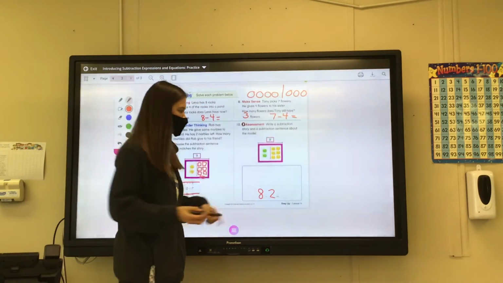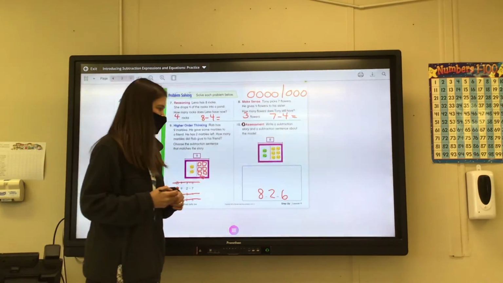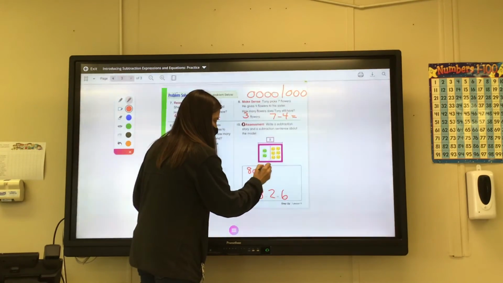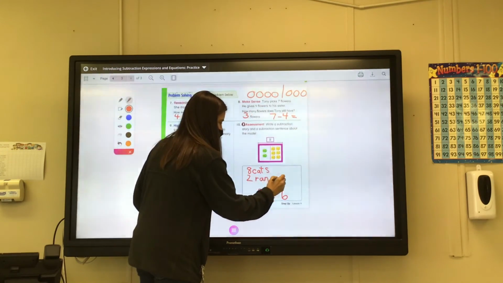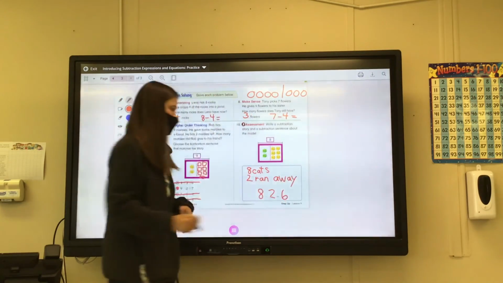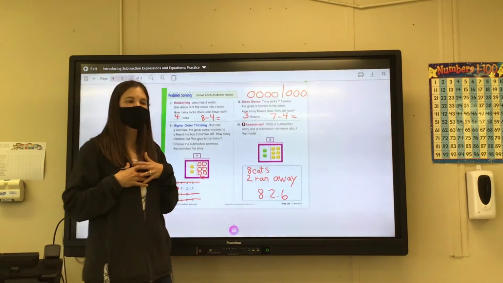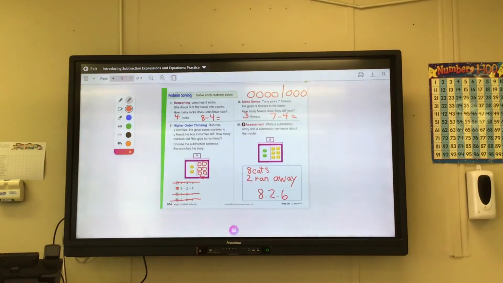The other part is six. So there's our subtraction sentence. You can say eight cats and two ran away. If we were going to tell a story and write a story out, because it does say write a subtraction story. We're not going to write a whole story, but if you want to write that, we had eight cats, two ran away. How many were left? Or you can write dogs instead of cats. Eight fish, two swam away.